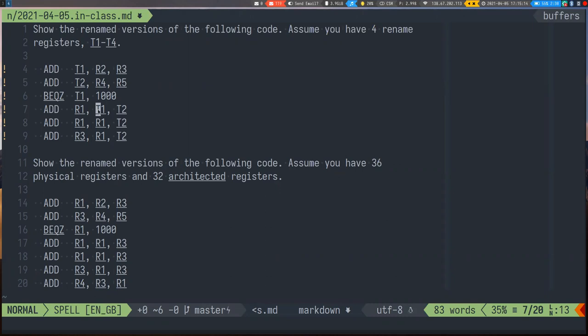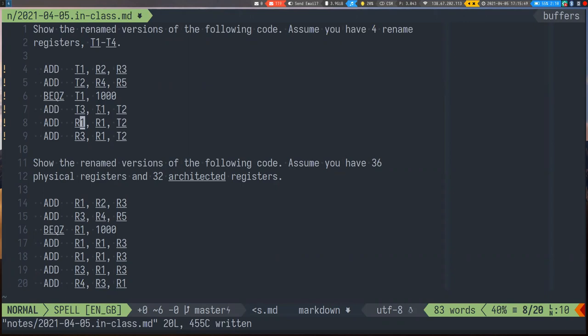Rename the R1, yeah. So we're going to have to rename this R1 as well. So we have three rename registers. So this will go into T3. So now we've taken T1 and T2 and put it into T3. Notice that we're no longer even pulling from our register file anymore. We're pulling straight from our holding area, our reorder buffer.